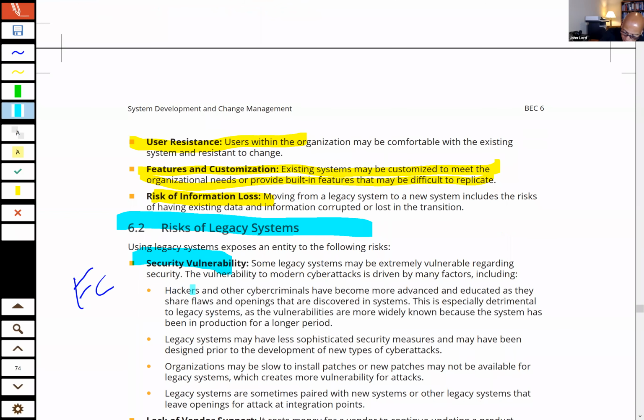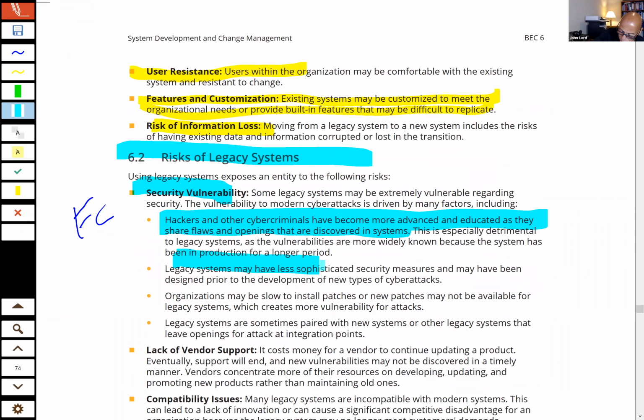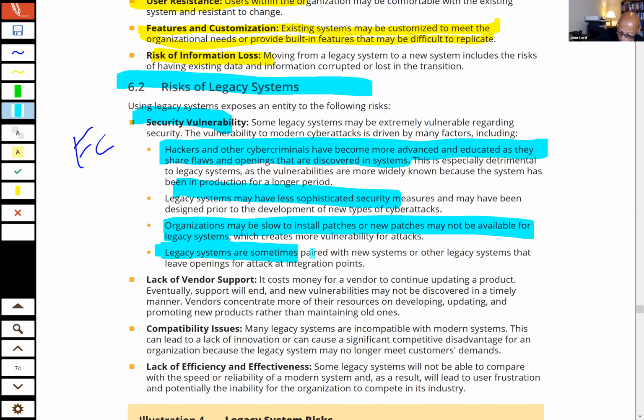Hackers and other cyber criminals have become more advanced and educated as they share flaws and openings that are discovered in our systems. And again, the rate at which they're able to do this now is alarming. Then you take a look: legacy systems may have less sophisticated security. Organizations may be slow to install patches, or new patches may not be available for legacy systems. And legacy systems are sometimes paired with new systems, and that leaves openings.